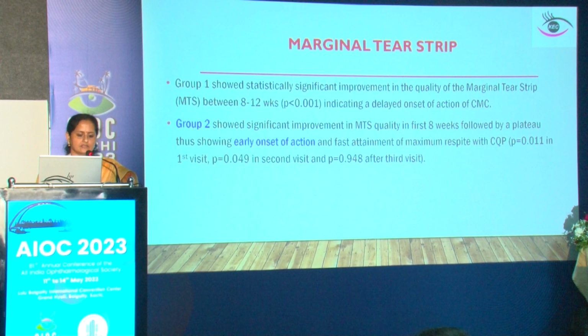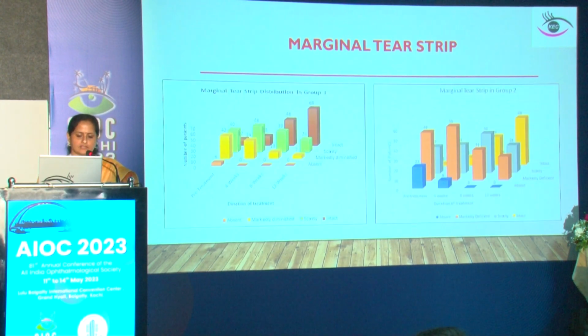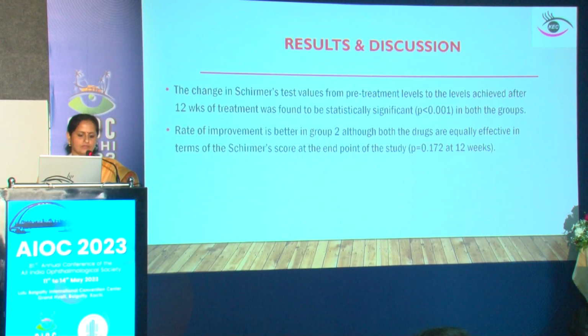Next, the marginal tear strip. Group 1 shows significant improvement, but it takes 8 to 12 weeks to improve. Whereas group 2 showed significant improvement in marginal tear strip in the first 8 weeks, followed by a plateau, thus showing early onset of action and fast attainment of maximum respite. So this is the improvement in marginal tear strip. You can see the pre-treatment, and this is group 1. It shows improvement only at 8 weeks, whereas in group 2, it shows early improvement.